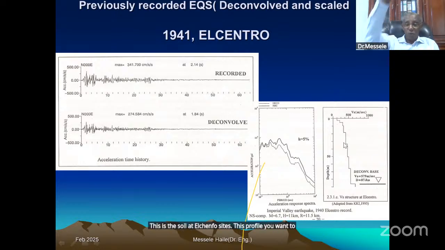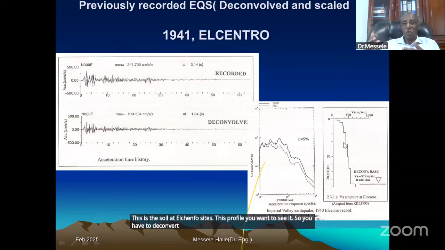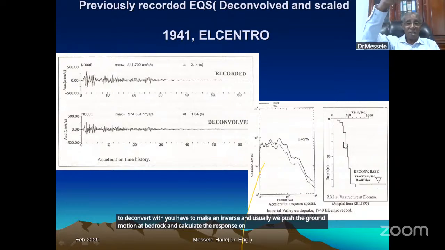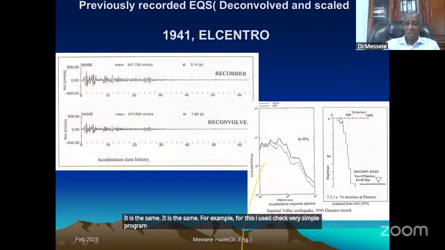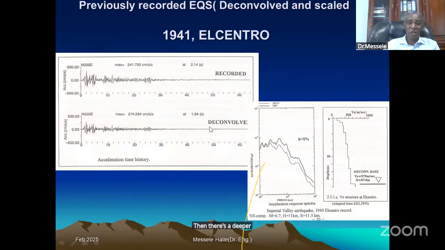So you have to deconvolve it. You have to make an inverse analysis. Usually, we put the ground motion at bedrock and calculate the response on the ground. But in this case, as El Centro is recorded on the ground, it is the same. For example, for this I used SHAKE, a very simple program available anywhere, even on the internet. With this, it is deconvolved to the bedrock. We have to take out the site effect of El Centro. Then the deconvolved motion looks like this. The acceleration response spectra look like the lower one.